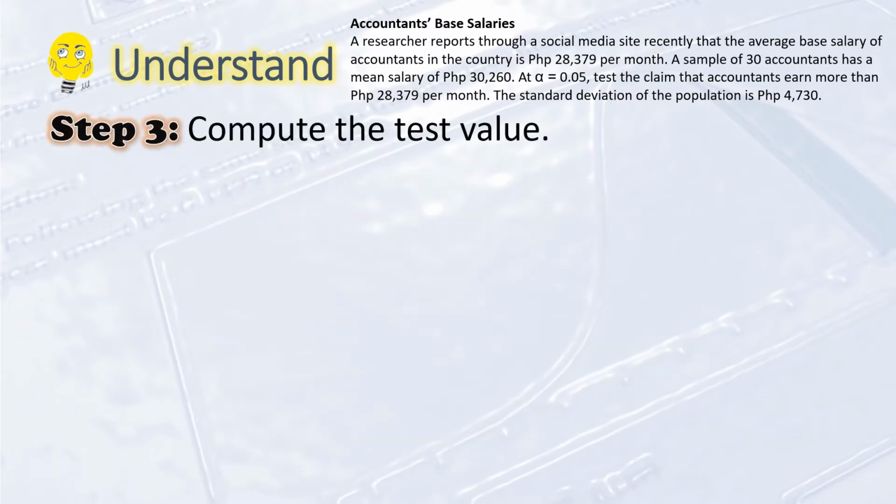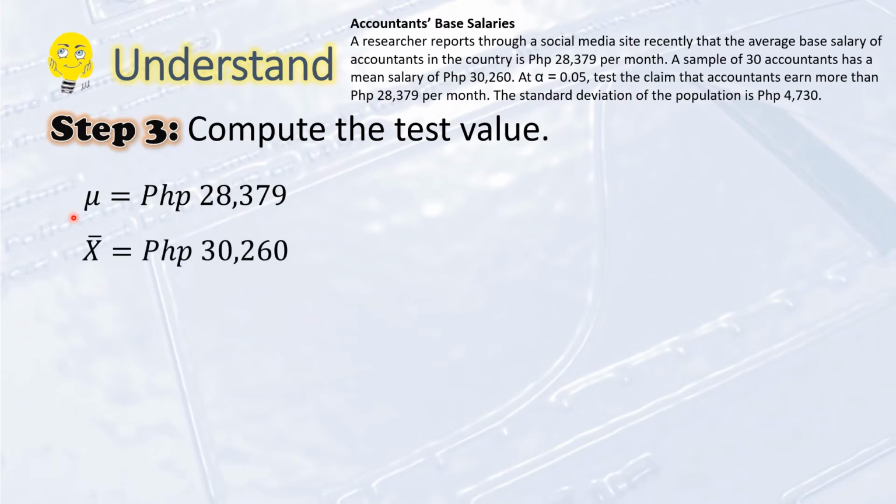For step 3, we compute the test value using the formula for the z test value. From the given information, the mean is 28,379, that is the population mean. The sample mean is 30,260. The population standard deviation is 4,730. And the sample size for this study is 30.